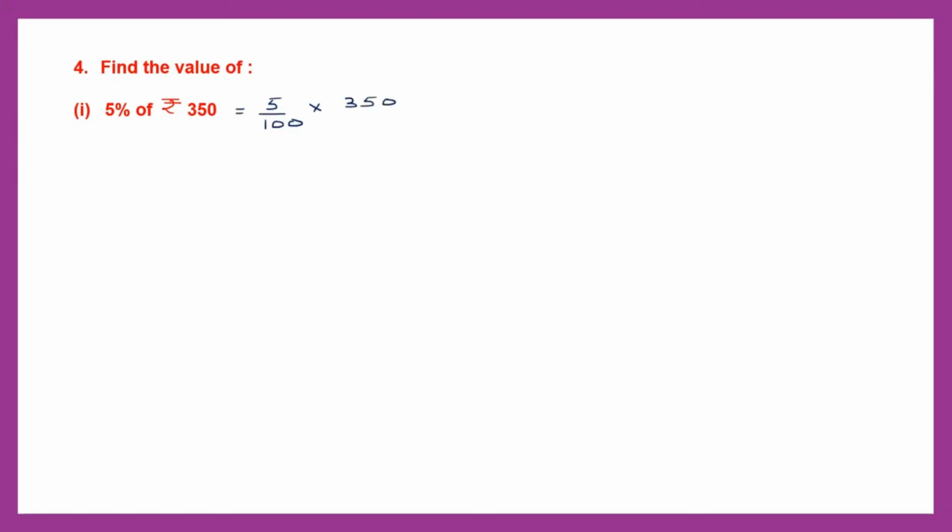Now let's cancel. Cancel a 0 here and a 0 there. Then we can cancel 5 and 10. 5 ones are 5. 5 twos are 10. Now my numerator is 1 into 35 and denominator is 2. So 1 into 35 is 35 and the denominator is 2. 35 by 2. Now here we are talking about rupees, isn't it? We are saying 5% of this amount. So the answer should be in rupees. So I have 35 by 2.